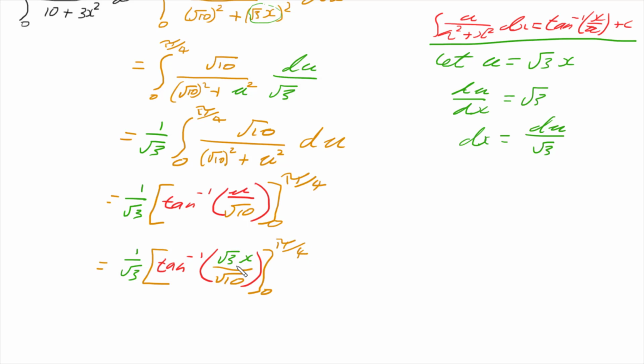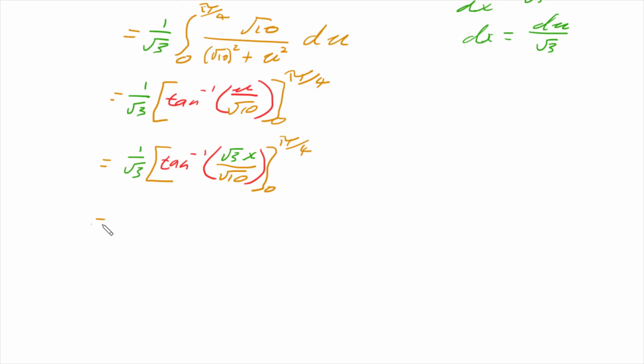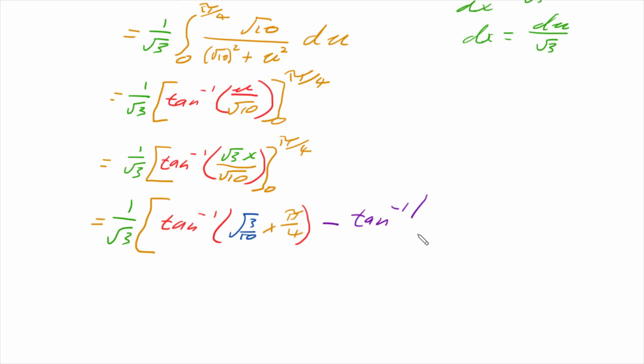So now I can substitute in and work out my numerical answer. So doing that, I have 1 on root 3 being multiplied onto the inverse tan of, we'll join our root 3 on 10 together, so we'll have root 3 on 10 multiplied by, substitute in pi on 4, and then we've got to subtract off the inverse tan of, again, we'll join that root 3 on 10 together, multiplied by 0.